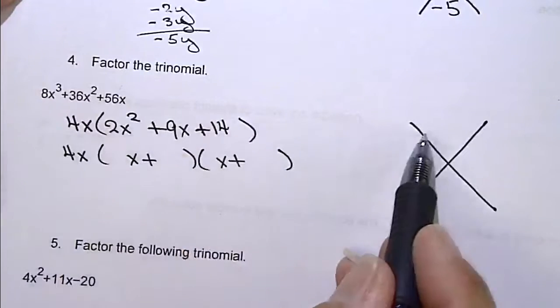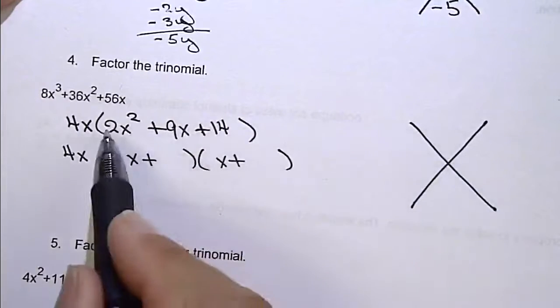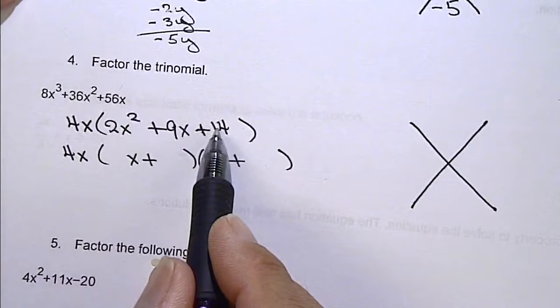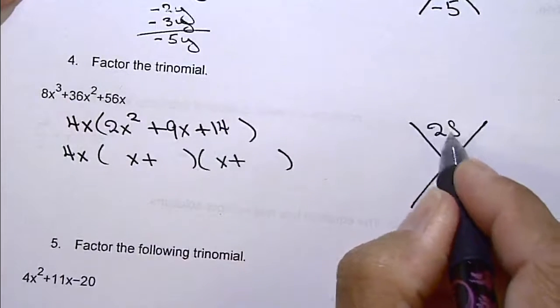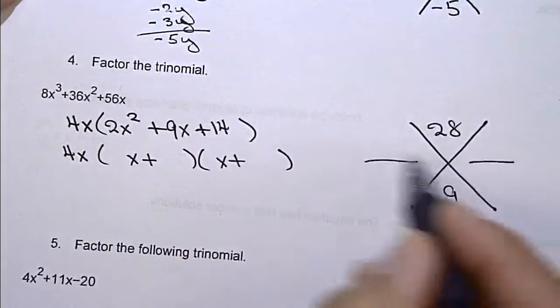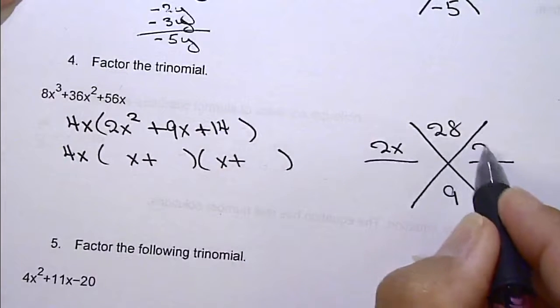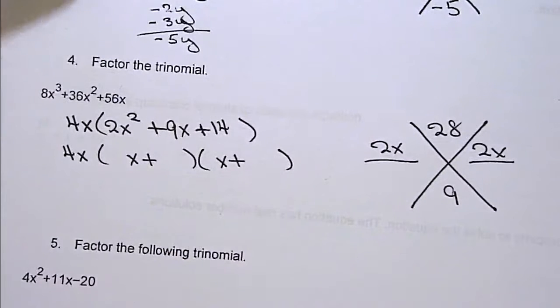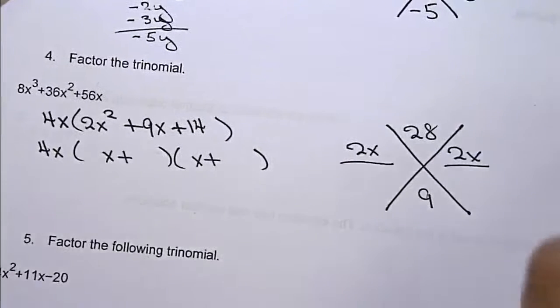I'm going to say that top part of the diamond has to be a times c, which is 2 times 14, which gives me 28. The middle is the b term, which is 9. And this time, I'm putting 2x, because I always use the coefficient. I might have to reduce this, so I'll use the coefficient. Now, I want factors of 28 that when they're combined, they're going to give me 9. I know they both have to be positive, right? Both of them have to be positive.